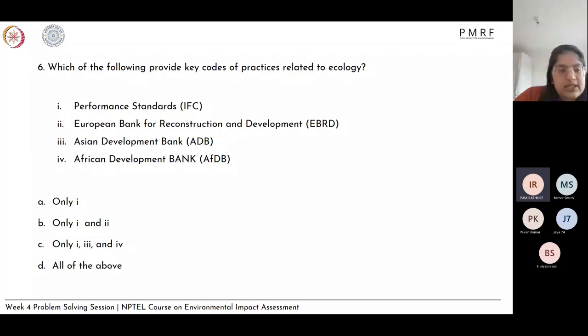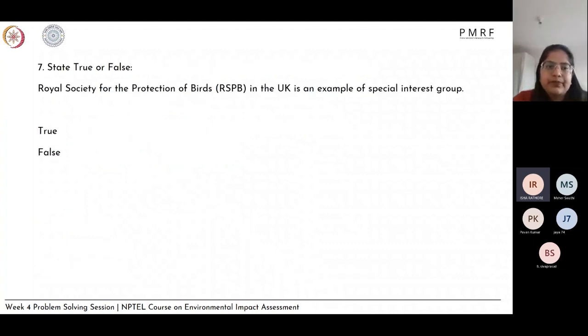So the correct answer is D, all of them. That is, all of these agencies provide key codes of practices related to ecology. So you have performance standards from IFC, and we have the other development banks which provide practices relating to ecology. So the correct answer was D, all of the above. Okay, moving on to question 7.